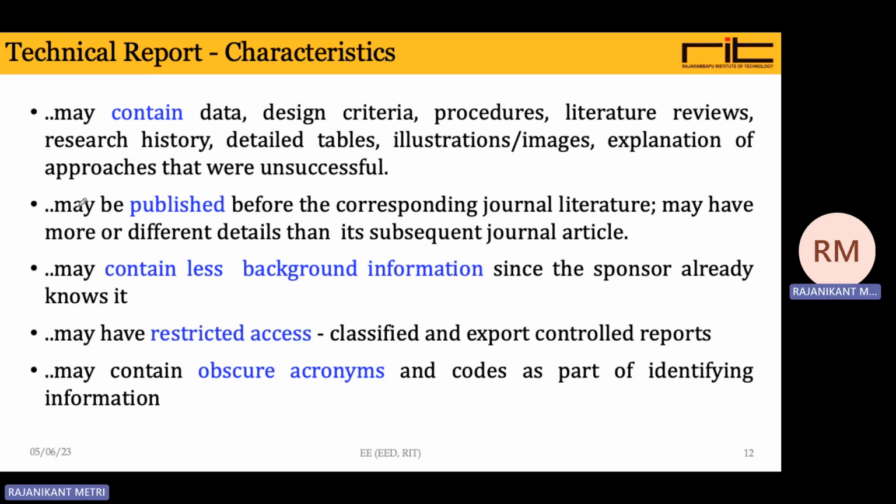Then the technical report may be published before the corresponding journal literature, or may have more or different details than its subsequent journal article. That means already published journals have some data, and you may want to publish it with some novelty or contribution. Next, it may contain less background information since the sponsor already knows it. Suppose the work is sponsored by some funding agency, then it may contain less background information because the sponsor already knows this.